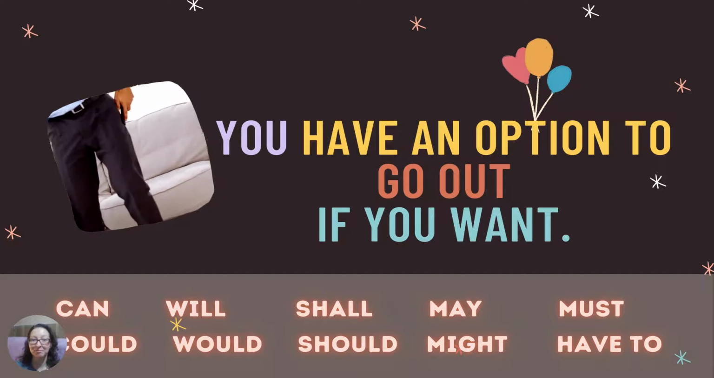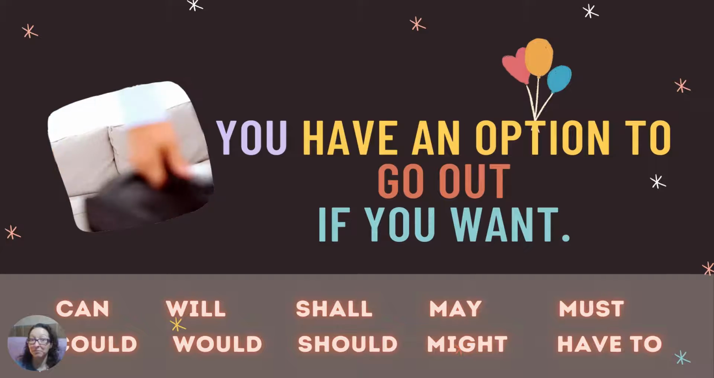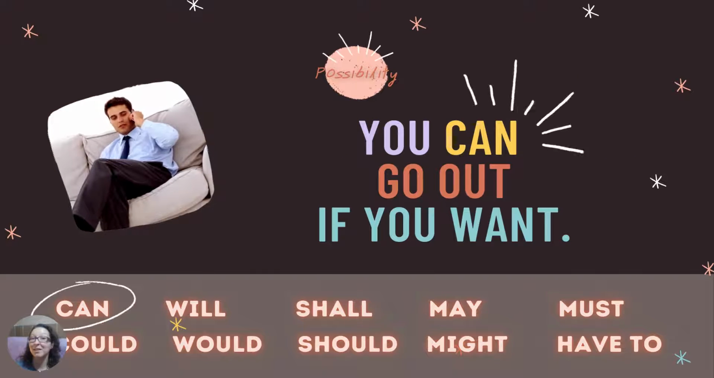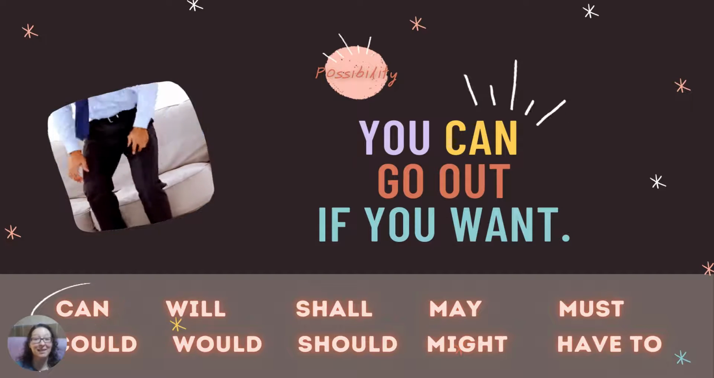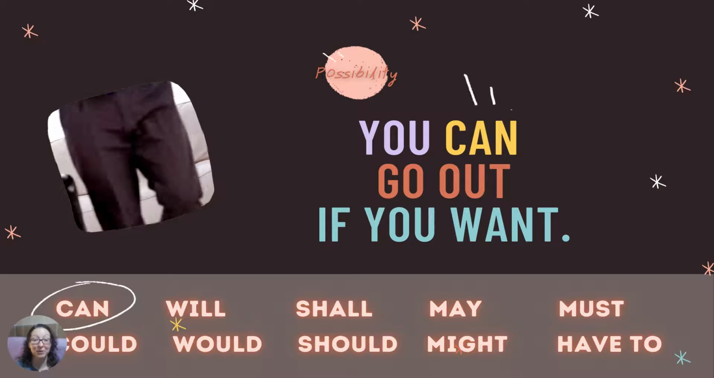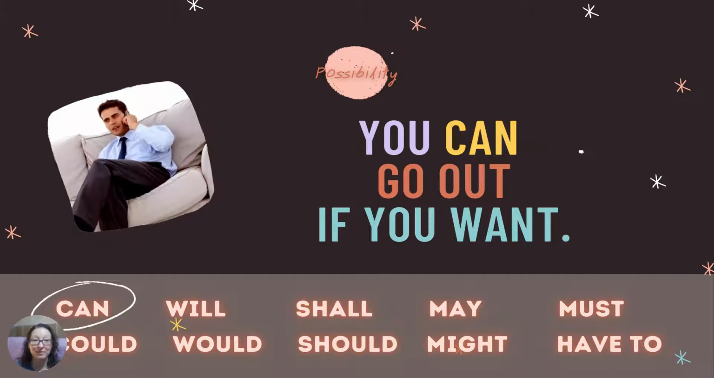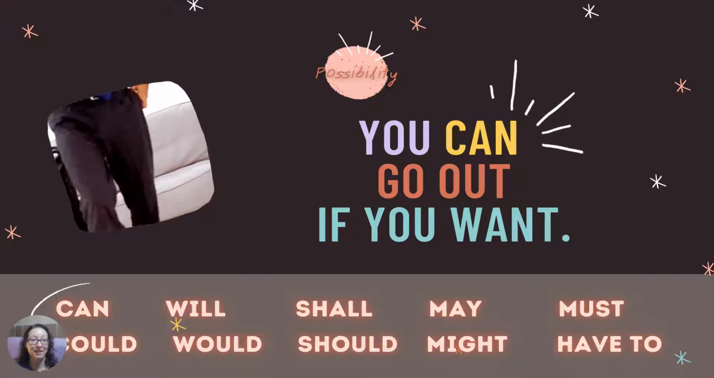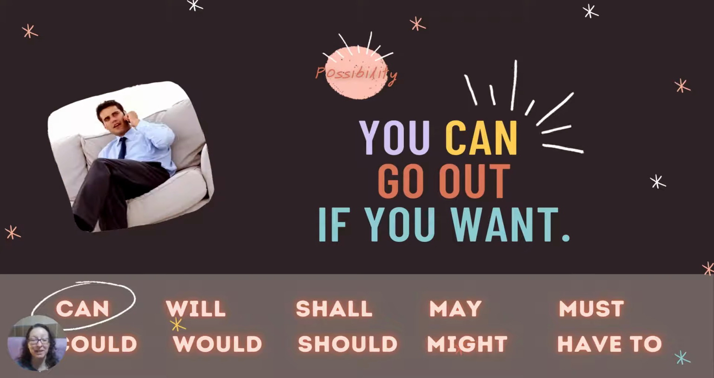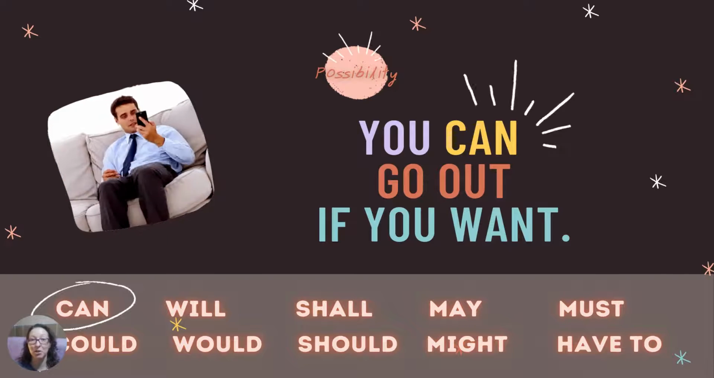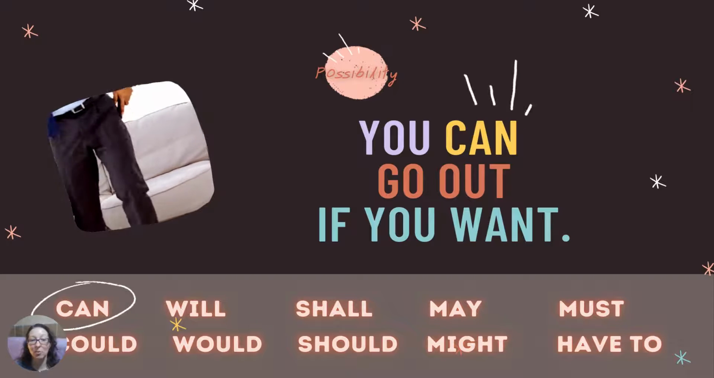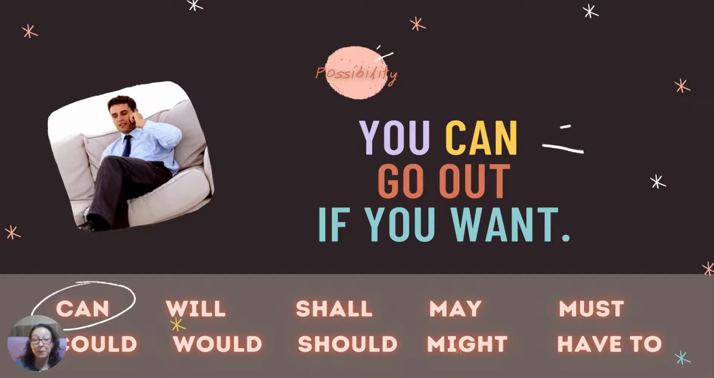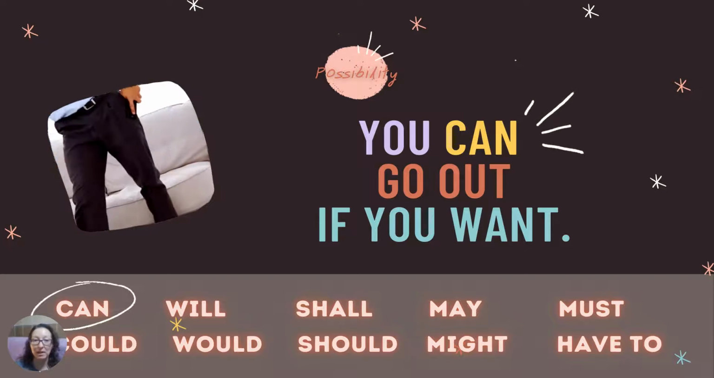For example, you have an option. There we had the impossibility, and now we have the possibility. It is possible for you to go outside. This is similar to ability, I would say. But here we're not expressing the skill, we are just expressing an option. You have a chance, an option, an alternative. You don't have to be here. You can go outside.